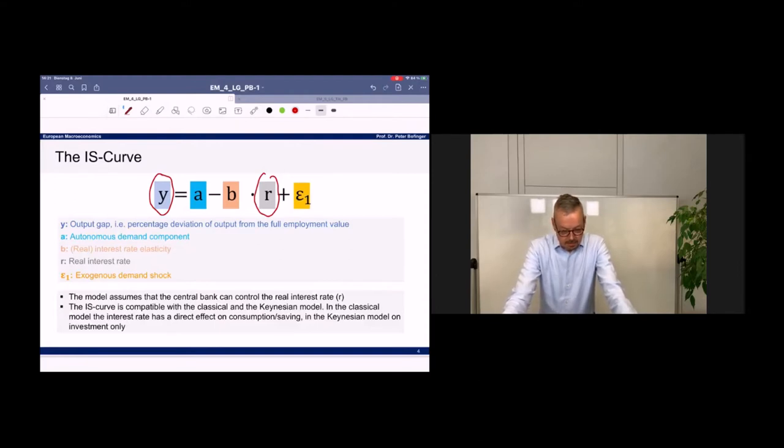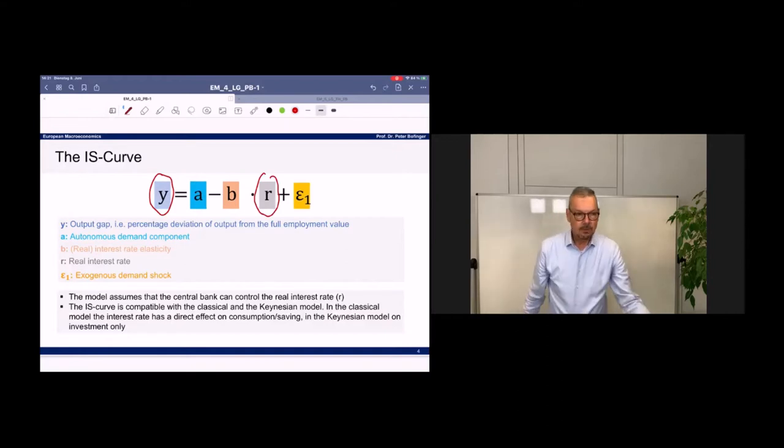And it's important here in this kind of model that monetary policy is expressed by the real interest rate, not by the nominal interest rate. So when we have the IS-LM model, it's normally the nominal interest rate and not the real interest rate, but of course it's much better to work with the real interest rate. So, a very simple equation, a negative relationship between real interest rate and output.